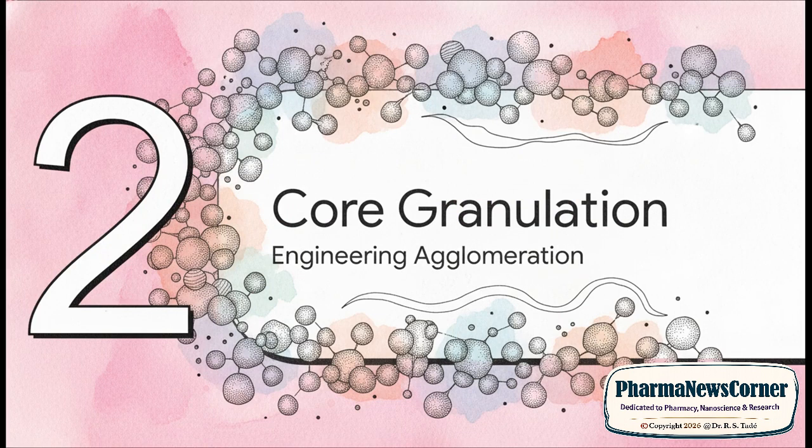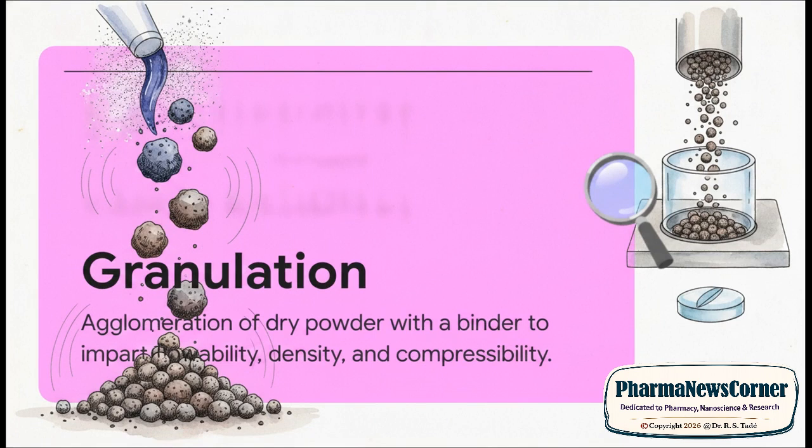Moving to Section 2. Core Granulation Methods. Engineering Agglomeration. So why is granulation an absolute manufacturing necessity? Well, it's because tablet molds in a press are actually filled by volume, not by weight. If you try to just press raw, airy powder, the flow would be wildly unpredictable. You'd get completely inconsistent dosing, which is a massive no-go in pharma.